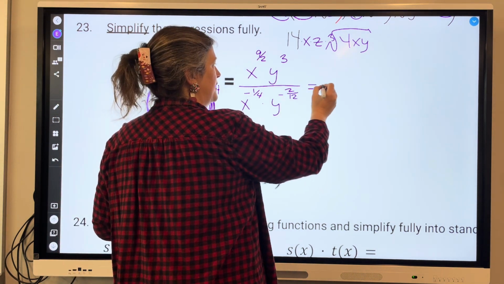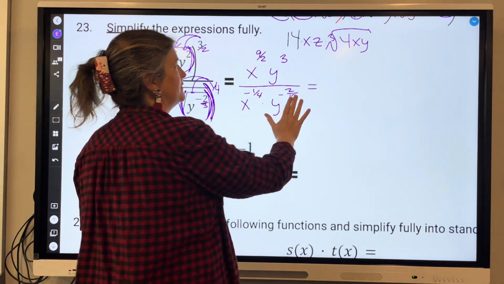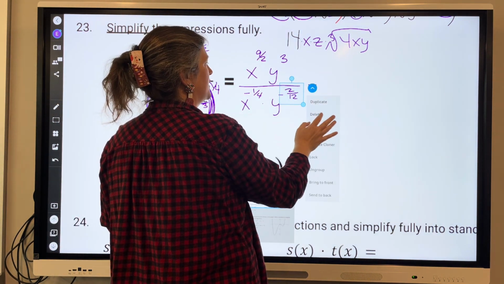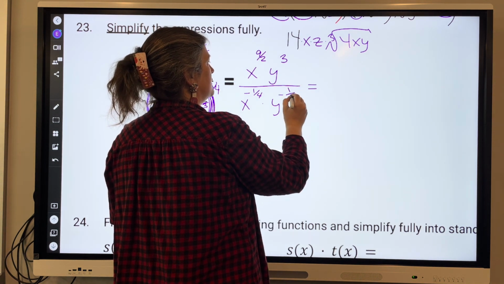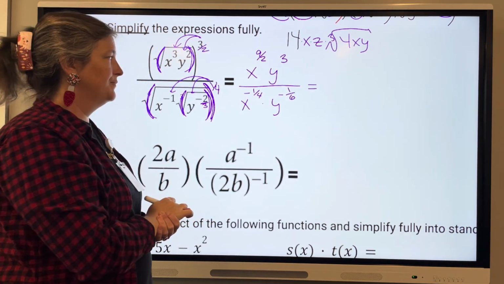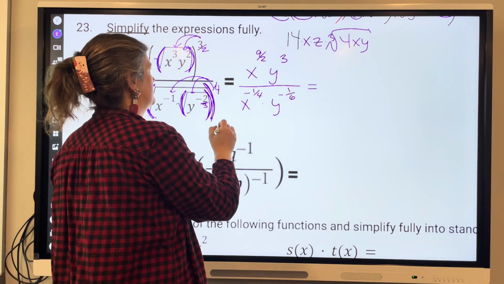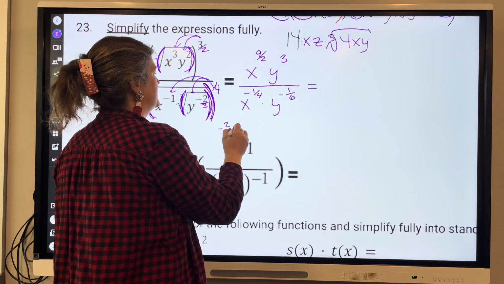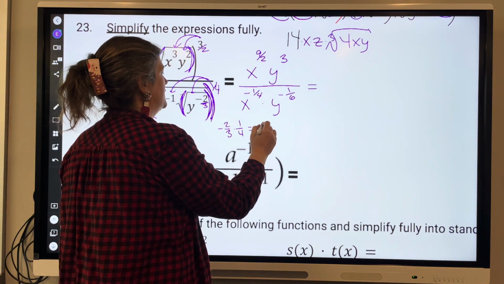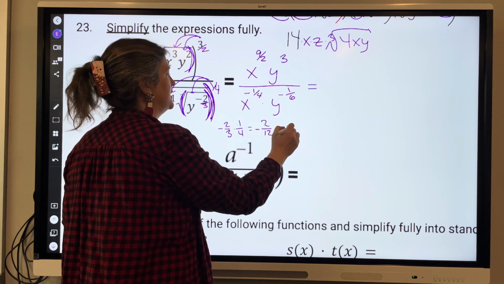My next step, well, I could simplify the -2/12 to -1/6 if I wanted to. Makes it a little simpler. -2/3 times 1/4 equals -2/12 equals -1/6.